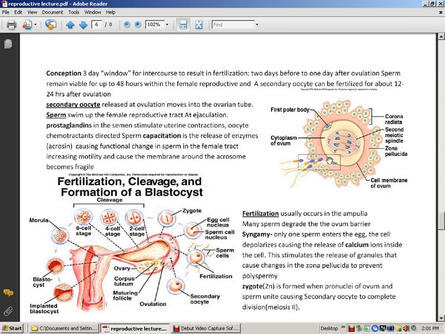Why is that? Why do you not want any other sperm getting in? How many chromosomes do you want inside this fertilized egg? 46. If you have 2 sperm that get in, it's called polyspermy, and it's not compatible with life. It will always create a spontaneous abortion. Way too much DNA doesn't work. If you have any more than 2 sets of 23 chromosomes, it can't survive.